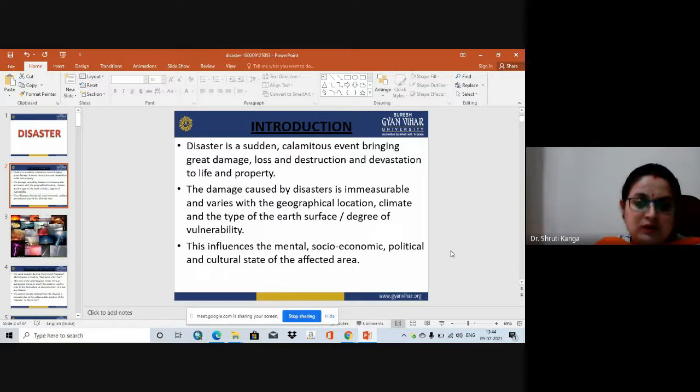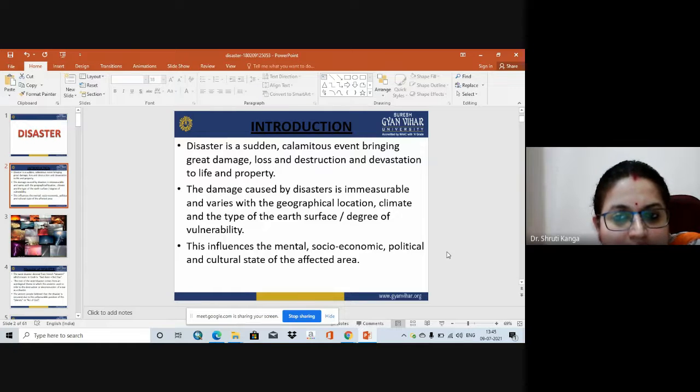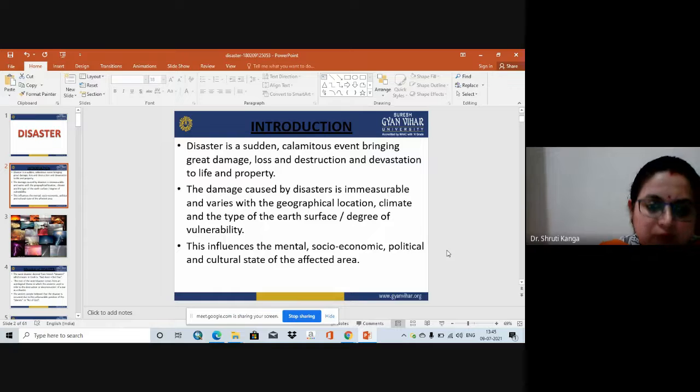So the damage caused by disasters is immeasurable, and the intensity also varies with different conditions like the geographic location of a particular area, climate, the earth surface and the slope, etc. Clear? Then we have the influences of the mental, socio-economic, political, and cultural state of the affected areas. Okay, so these are also conditions. What kind of conditions that area is having.